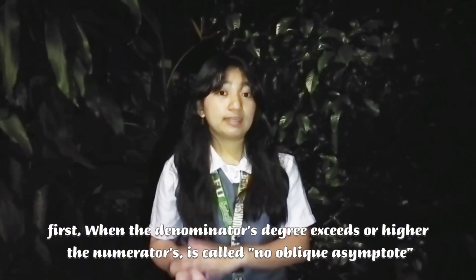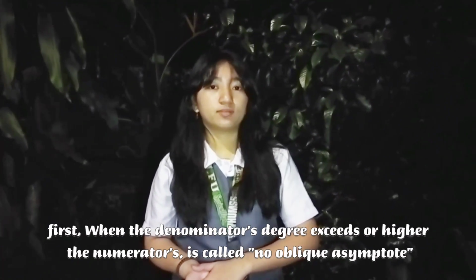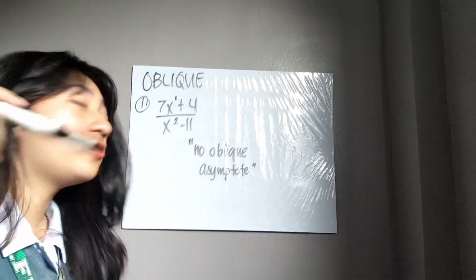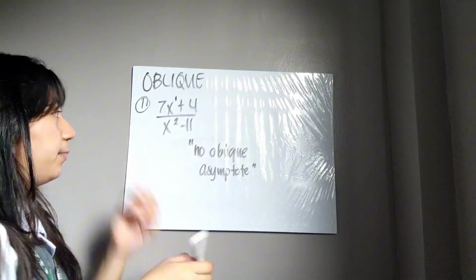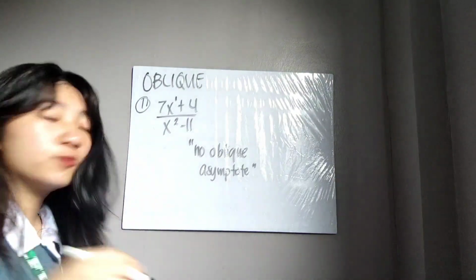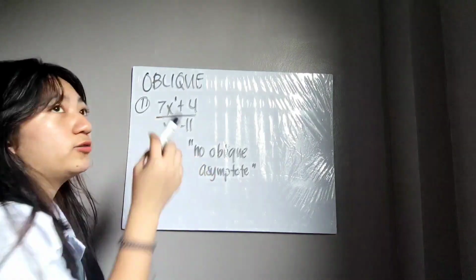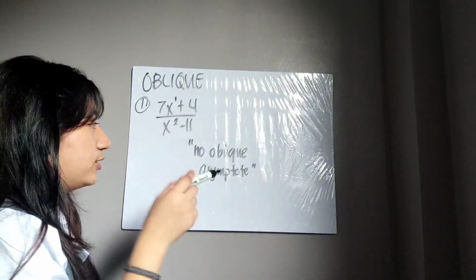Lastly, oblique is also found by examining the denominator and numerator's degrees. First, when the denominator's degree exceeds or is higher than the numerator's, it is called no oblique asymptote. Ito naman yung example ng oblique, and gagamitin natin yung kagalinang equation which is 7x plus 4 over x squared minus 11. Base doon sa rule ng oblique, number 1, pag mas mababa yung numerator and mas mataas yung denominator, ang sagot daw is no oblique asymptote.